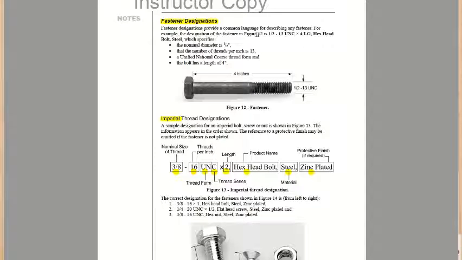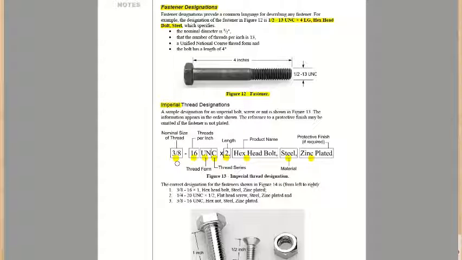So this is an example of a thread call out. In Figure 12, we have a 4-inch long screw, and it's called out as 1/2-13 UNC. Let's figure out what this call out means. Your first number is your nominal thread size. Second, we have threads per inch.